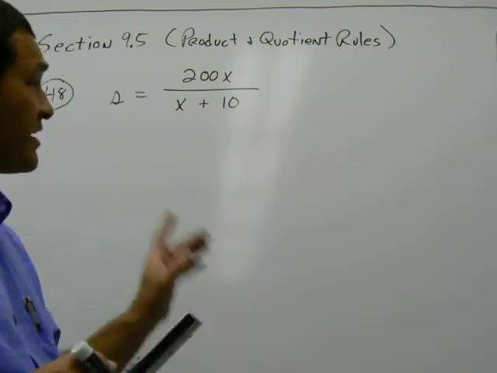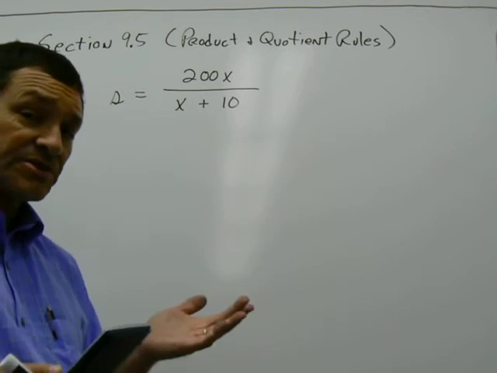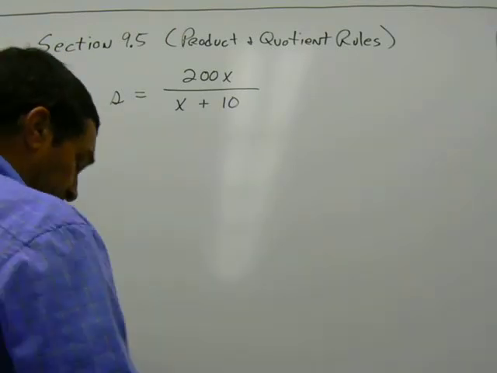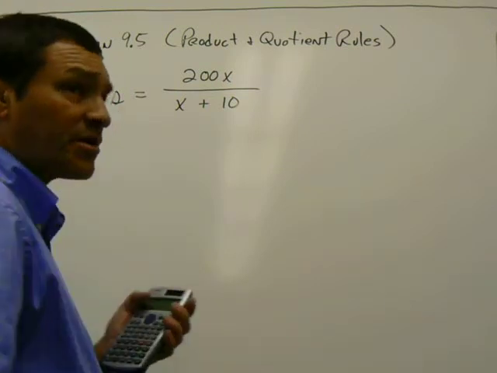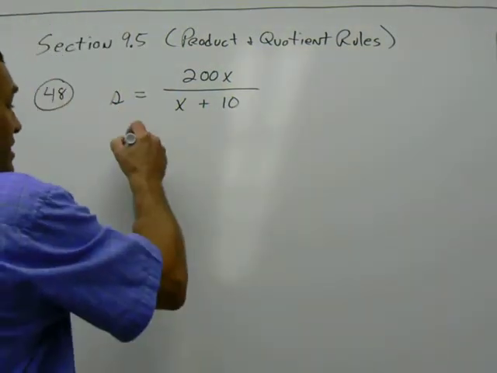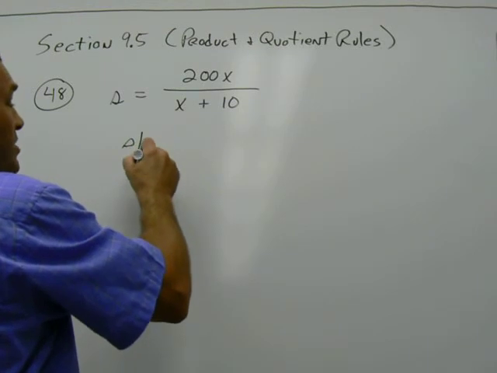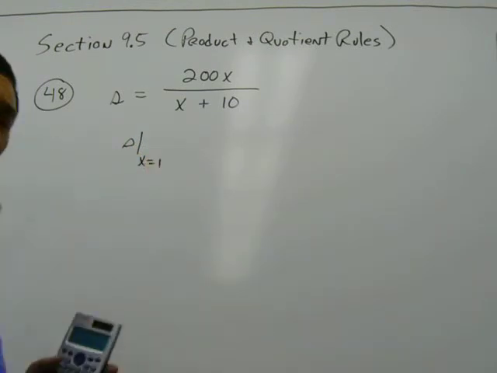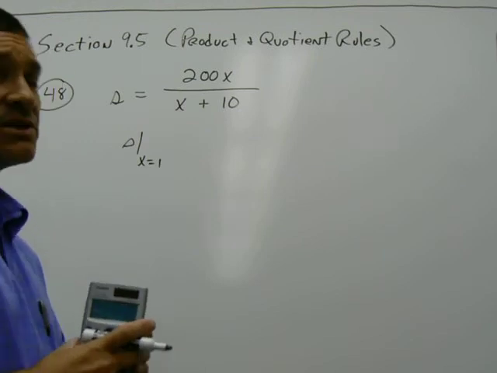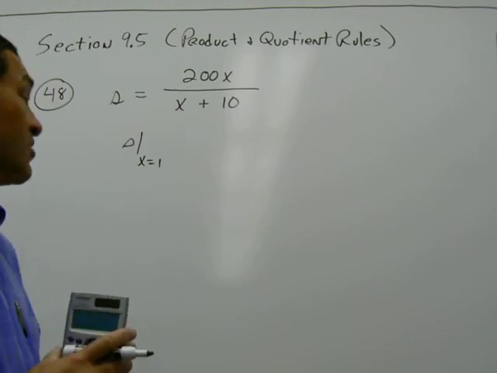What if I spend $1,000 in advertising? What kind of sales would I have? Well, what we're saying there is evaluate. By the way, this is not part of the question the book asks. It's just making common sense out of this. But if I want to know when X is 1, when I have $1,000 that I spend on advertising, what would my sales be?